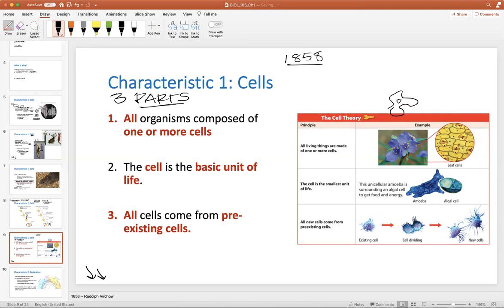So here we have a unicellular amoeba. It's alive, it's got 1 cell. Here we have a flower, it's got multiple cells, but all of its chemical processes are actually happening inside these cells. So it's the basic unit of life. And then last, but certainly not least, is that all cells come from pre-existing cells. And this is a direct result of getting rid of spontaneous generation.